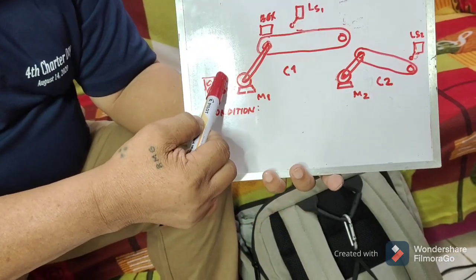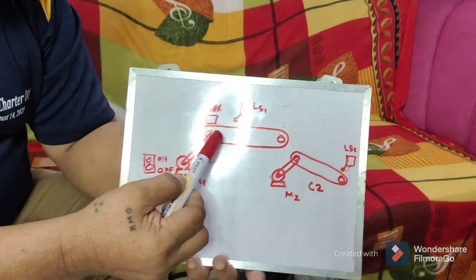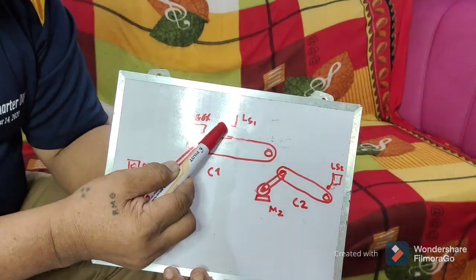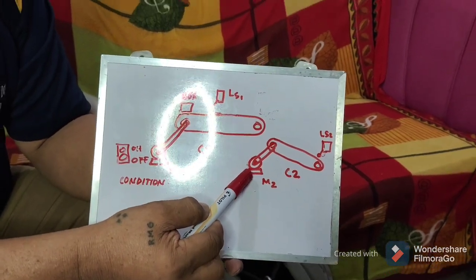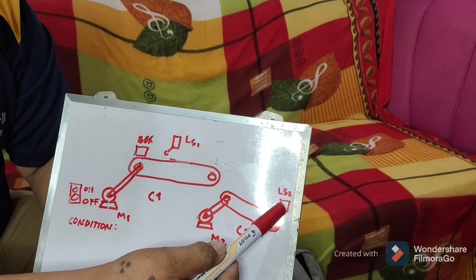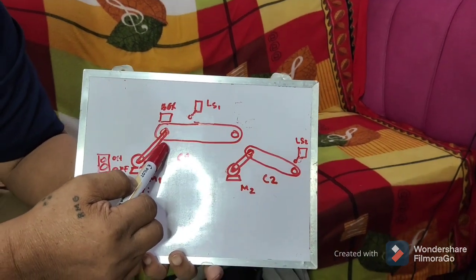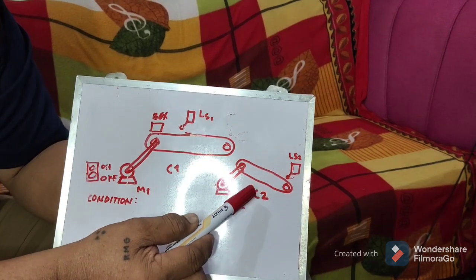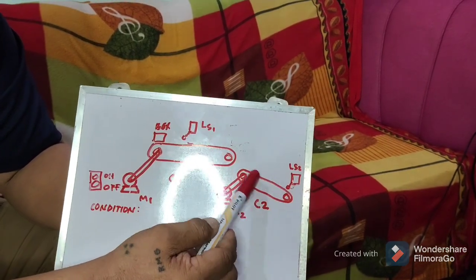Again, when I press the button on, motor number 1 will run, and then conveyor number 1 is already running. Then we have here the traveling box. When the box is moving and touches limit switch 1 that is being installed at the center of conveyor 1, automatically motor number 2 will run. Then, of course, the box is already here. So again, when the box hits the limit switch 2, automatically the conveyor 1 stops. Okay? So when the conveyor stops, automatically the conveyor 2 also stops. So meaning to say that this limit switch 2 stops the 2 conveyors or the 2 motors.